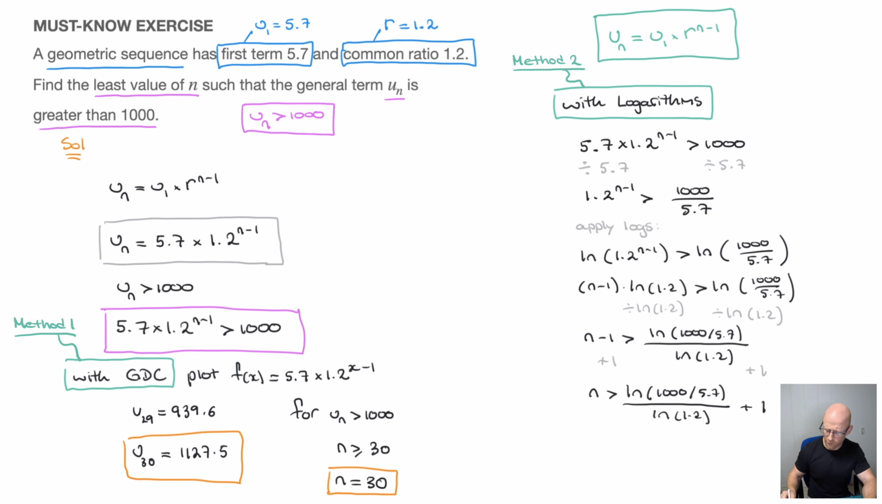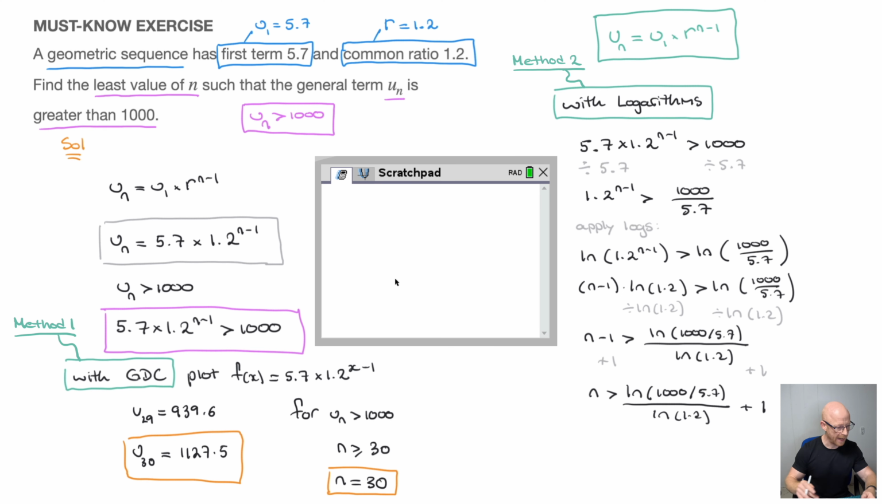And now I move over to my calculator and I calculate the right-hand side that we see here. So let's see, I'll go back to my calculator, which you can see on the screen here. And so I type ln of, in parentheses, 1,000 divided by 5.7, and that's divided by ln of 1.2. I exit all of that and I add 1 to the end. There we go. I'm happy with what I typed, and so I click on Enter. There we go. We can see that n needs to be greater than, if I round it a bit, 29.3.